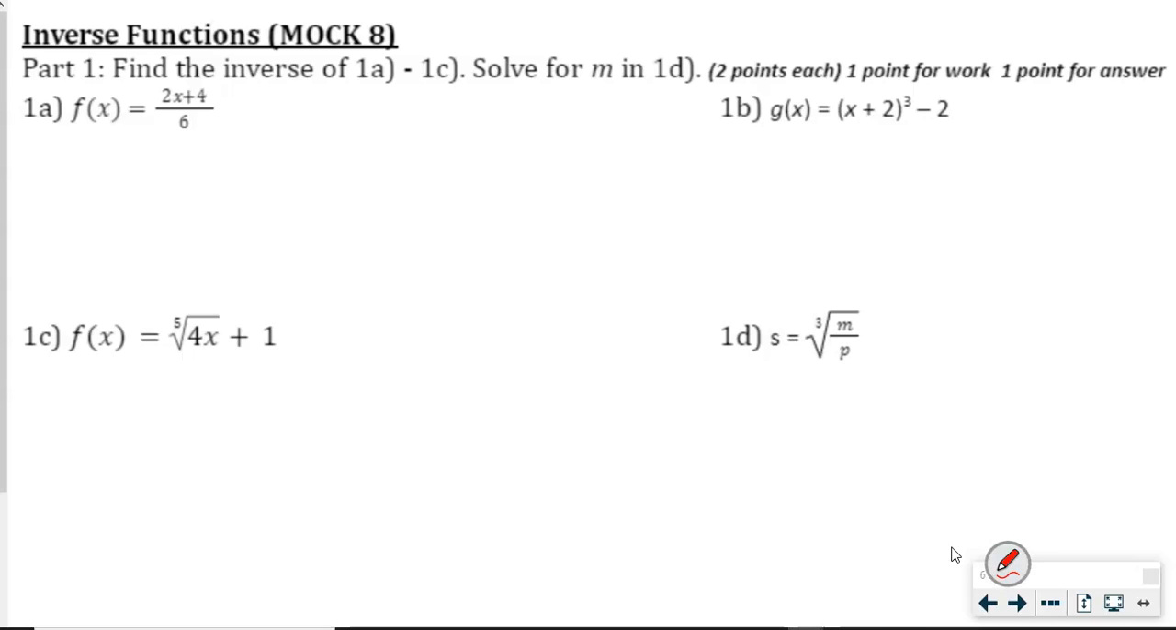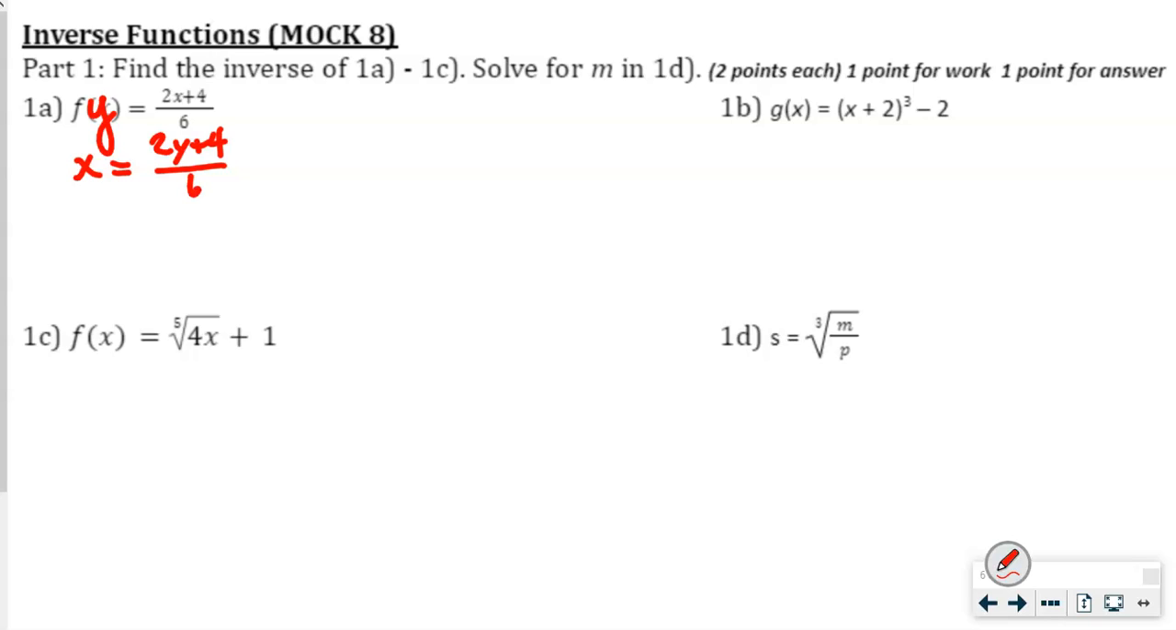So remember, the first thing we're going to do anytime we're solving for inverses is swap our x and y, right? Remember, f of x is y, so you could put a y right here and then just swap it as x. X equals (2y plus 4) divided by 6. So how we get rid of that 6, it's in the denominator, is by multiplying both sides by 6. So that's going to be 6x. So now that's gone from there.